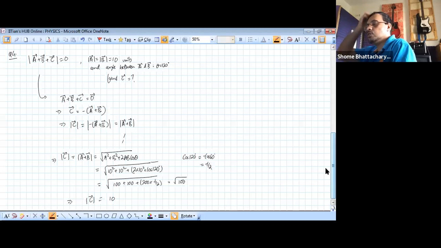Now the other is we can also use component algebra. Since the magnitudes of A and B are given and the angle between A and B is given, just assume A and B are in the xy plane with the vector A along the x-axis. So write A and B in component form and then substitute in this given expression that A plus B plus C is equal to 0. So once you do that you will be able to find out the vector C. So that's another method, which is the component algebra method.